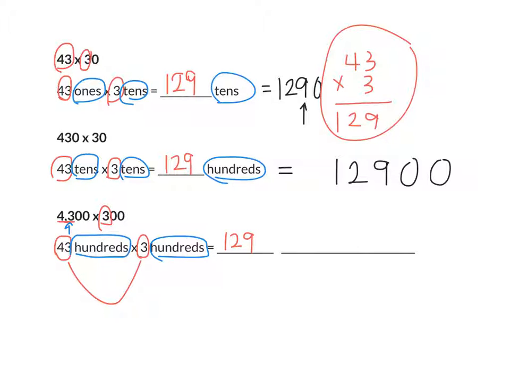Okay, well, I already know that 43 times 3 is 129. Good. If I have 100 times 100, what do I have? Is it 100 times 100? Yeah. Is it? 10,000.